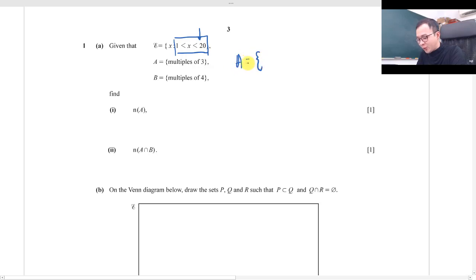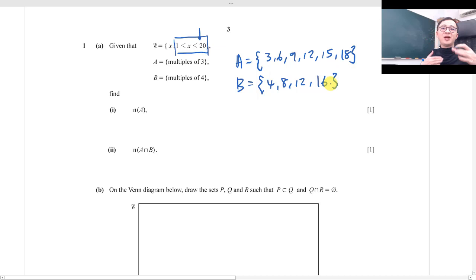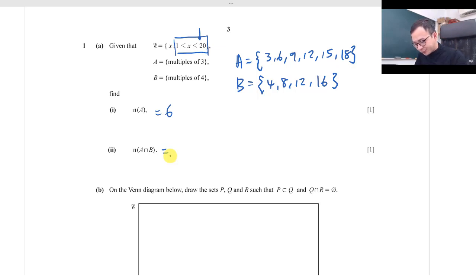A is multiples of 3, so if I want to work out A quickly, I can do 3, 6, 9, 12, 15, 18. And B is multiples of 4, so it's 4, 8, 12, 16. 20 is not included because the sign doesn't have the equal sign. So number of A, how many elements in A? 1, 2, 3, 4, 5, 6, so it equals 6. A intersect B means you need to find how many numbers they share in common. I can only find 12, so it's only 1.